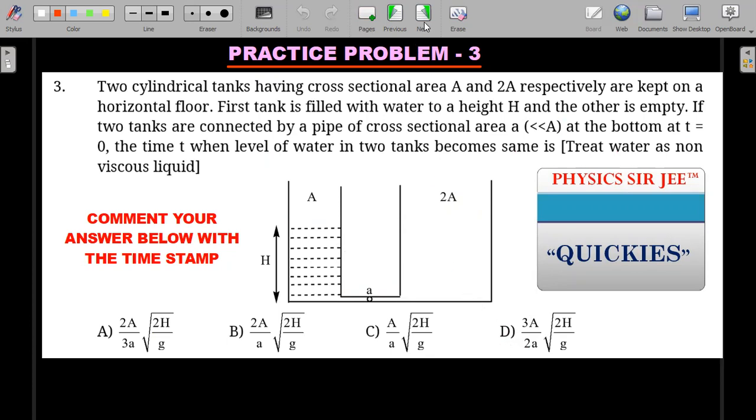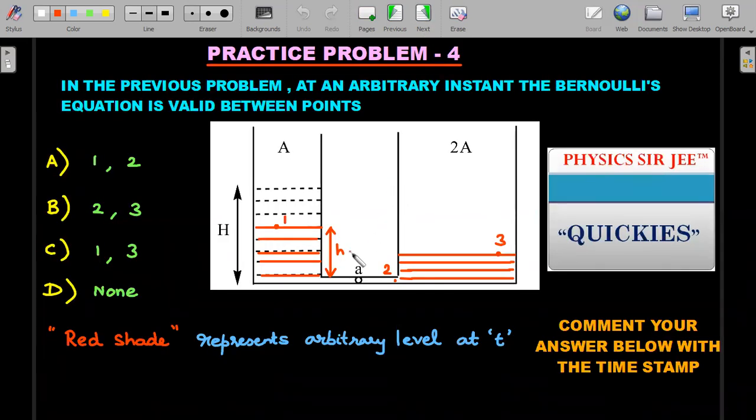Look at this. As this liquid keeps going into this, there will be one arbitrary instant where the liquid level has fallen and the liquid level has risen to some point. Let's take a snapshot of that and ask ourselves something. Here is a clumsy diagram, so bear with me. In the previous problem, at any arbitrary instant, Bernoulli's equation is valid between which of the pairs of these points?